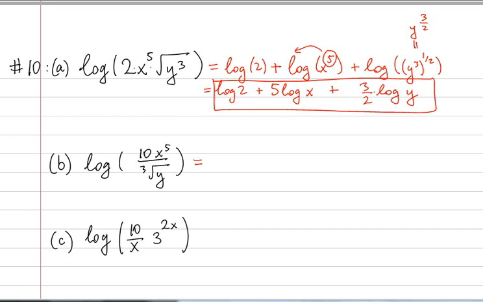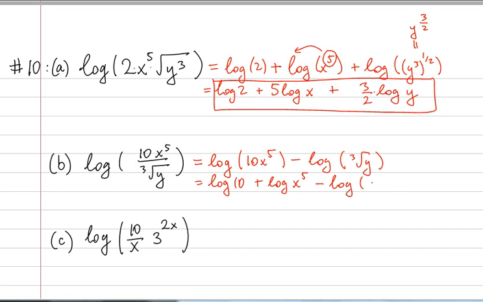The next one is a quotient of two things. So log turns quotients into differences. So we have log of 10x to the fifth minus log of cube root of y. And then this is a product, so this is log of 10 plus log of x to the fifth. And then minus this is log of y raised to 1/3, because cube root is exponent of 1/3.